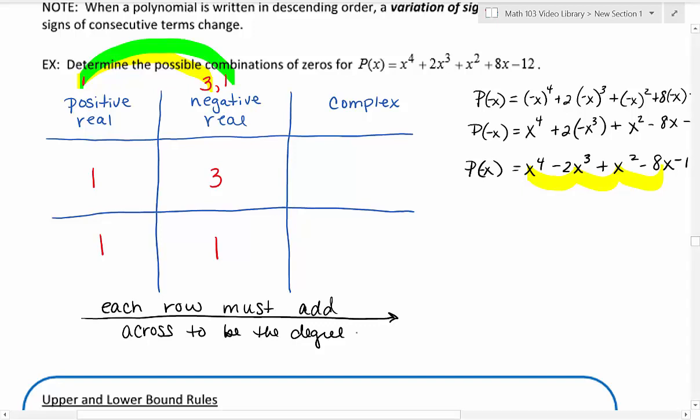Our first row, we already have 1 and 3, so what would you add to that to make 4? 0. In our next row, we have 1 and 1. What would we have to add to that to get 4? 2. Our zeros, if we were to find them for p of x, would either end up being 1 positive real, 3 negative real, and no complex, or our zeros would be 1 positive real, 1 negative real, and 2 complex.